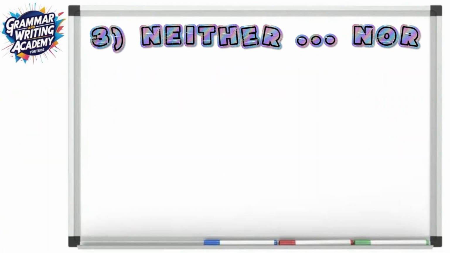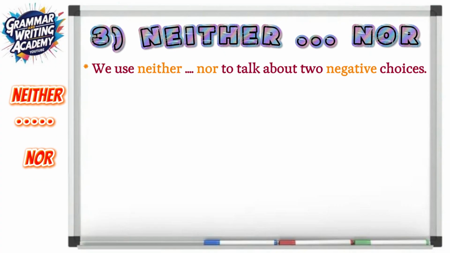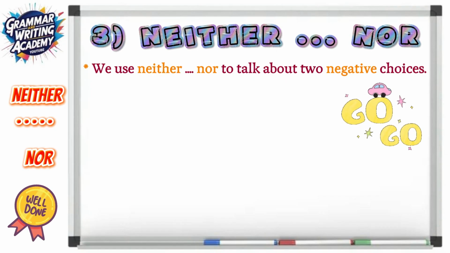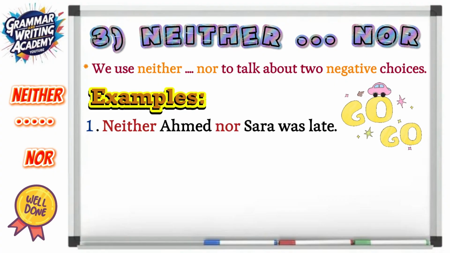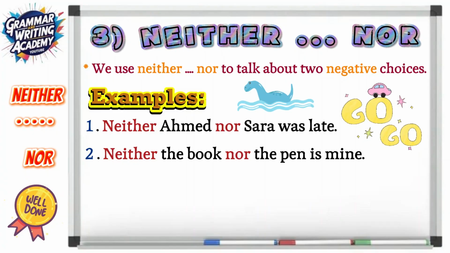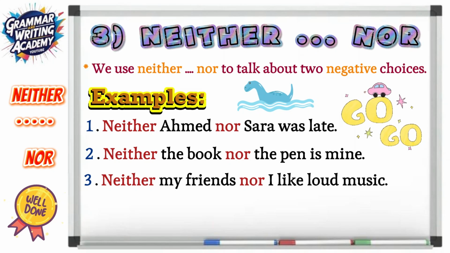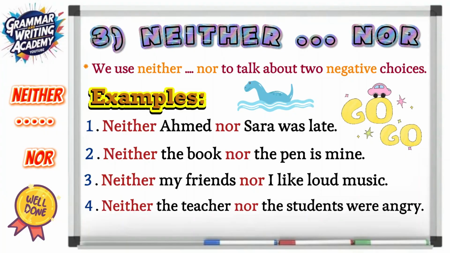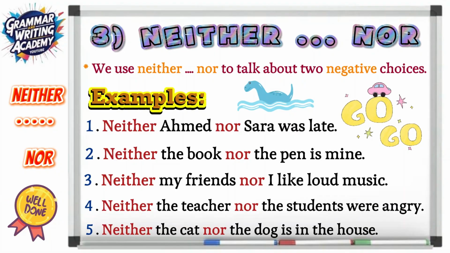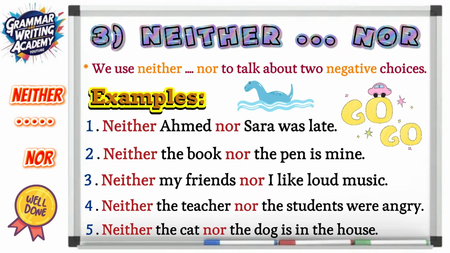3. Neither, nor. We use neither, nor to talk about two negative choices. Neither, nor means both choices are false. Examples: 1. Neither Ahmed nor Sarah was late. 2. Neither the book nor the pen is mine. 3. Neither my friends nor I like loud music. 4. Neither the teacher nor the students were angry. 5. Neither the cat nor the dog is in the house. Advice: use neither, nor for negative meaning and make the verb agree with the nearest subject.